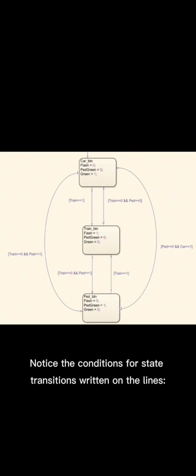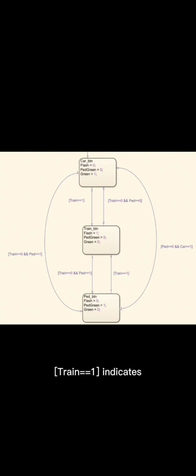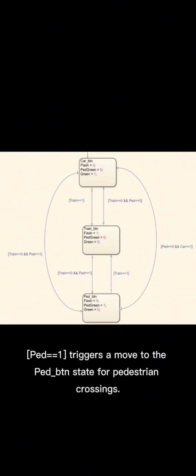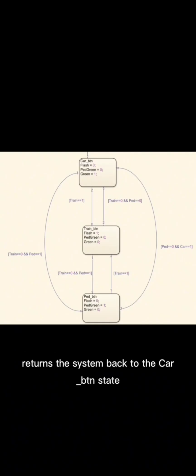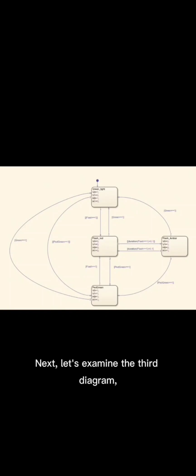Notice the conditions for state transitions written on the lines. Train == 1 indicates a transition to the train_BTN state when a train is detected. PED == 1 triggers a move to the PED_BTN state for pedestrian crossings. Train == 0 and PED == 0 returns the system back to the car_BTN state when there are no trains or pedestrians. Next, let's examine the third diagram, which goes into more detail about the light control states.